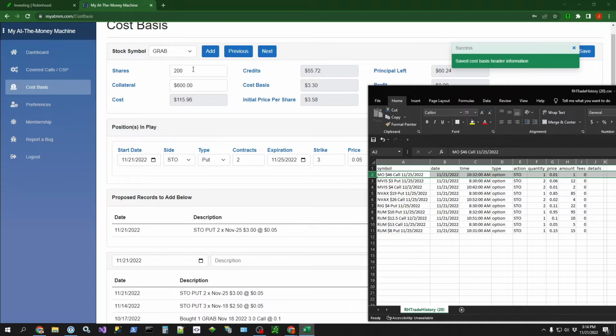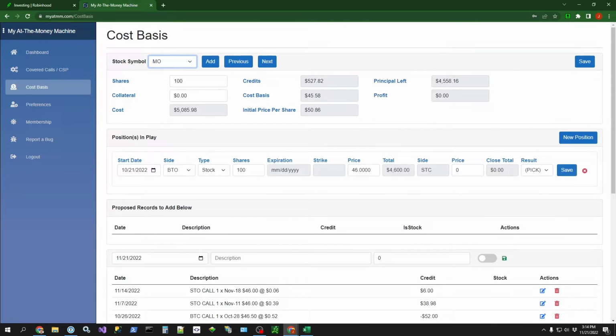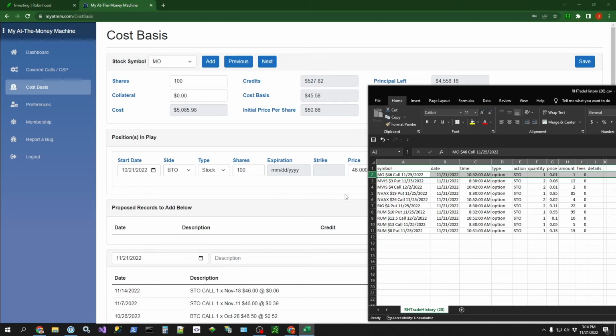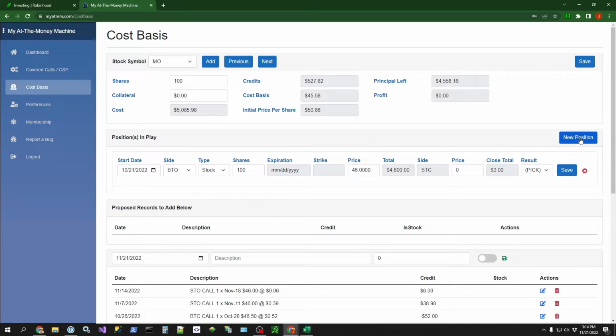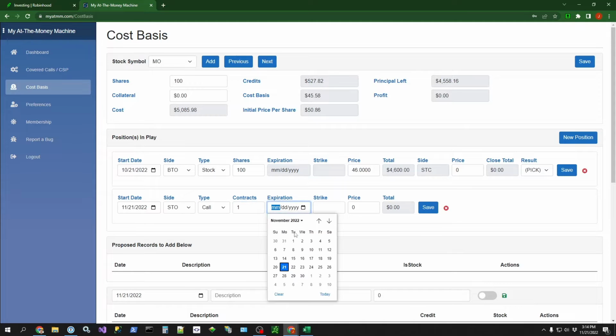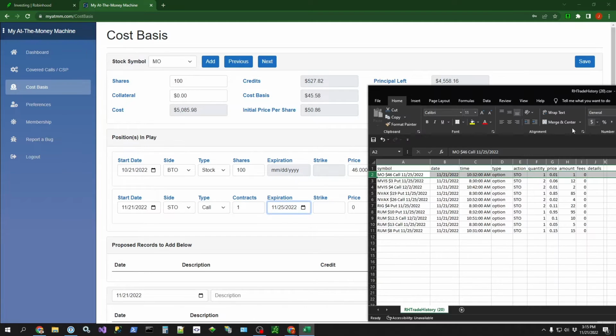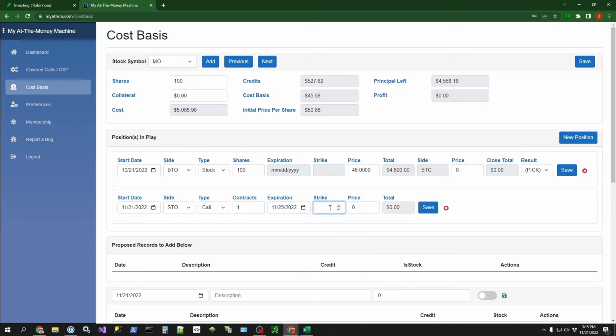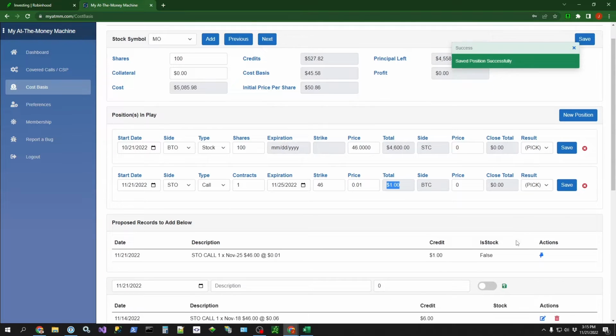again. All right, so MO, we sold a call. Yeah, this was a very pathetic call. I only got $1 for it because it's so far out of the money. All right, so this sold to open. We sold to open a call, 1 contract, and I'm pretty sure it does expire this Friday. Very short week this week. Yep, and strike price is 46, so we'd still get our price for it. Sold it for $1. Save. Okay.